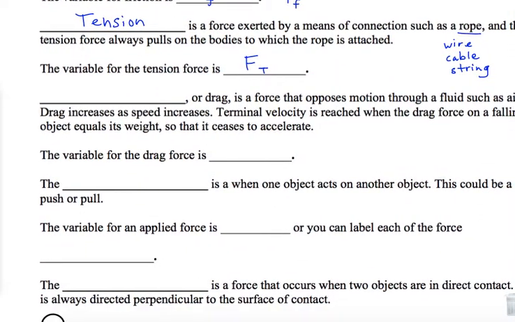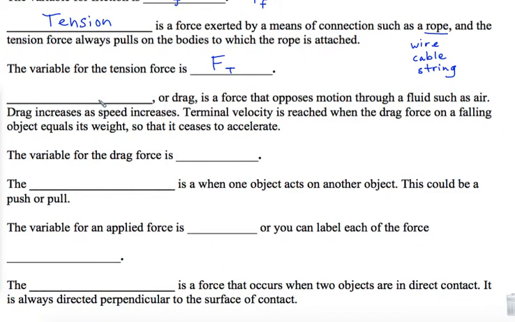Air resistance, or drag, is a force that opposes motion through a fluid such as air. Drag is kind of the more general term for it. Drag increases as speed increases. So the faster you go, the more resistance you get from drag. And we have something called terminal velocity. That's what happens when the drag force for something falling equals its weight, so that it doesn't accelerate anymore. It just keeps going the same speed once it reaches terminal velocity. The variable for the drag force is F sub d, force due to drag.